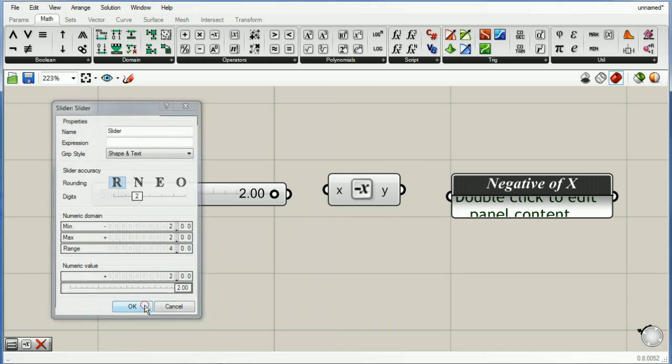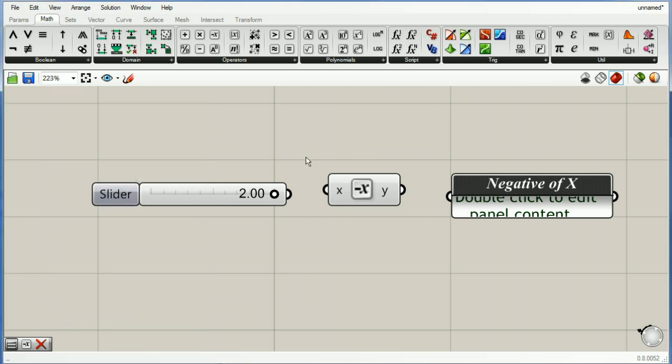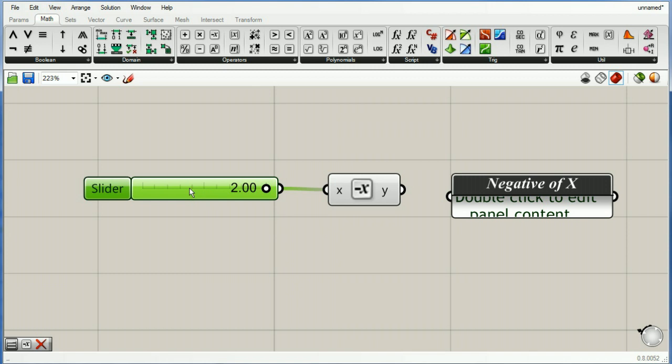And now we are going to plug in the slider to the negative value. So it's going to multiply 2 by minus 1. Let's see the result. Connect. Bingo. Minus 2.